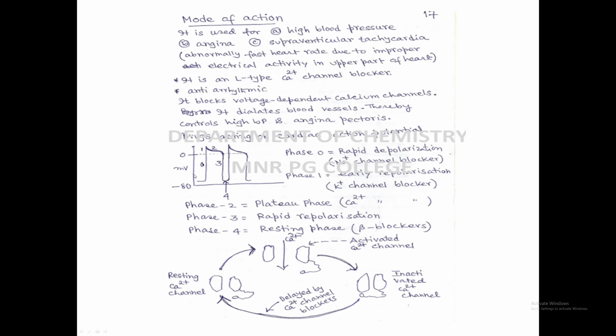So this change in the cardiac potential, the heartbeat, has 5 phases. Phase 0 is called rapid depolarization. This phase can be corrected by giving a sodium channel blocker. Next is phase 1, called early repolarization. This phase can be corrected by giving a potassium channel blocker.